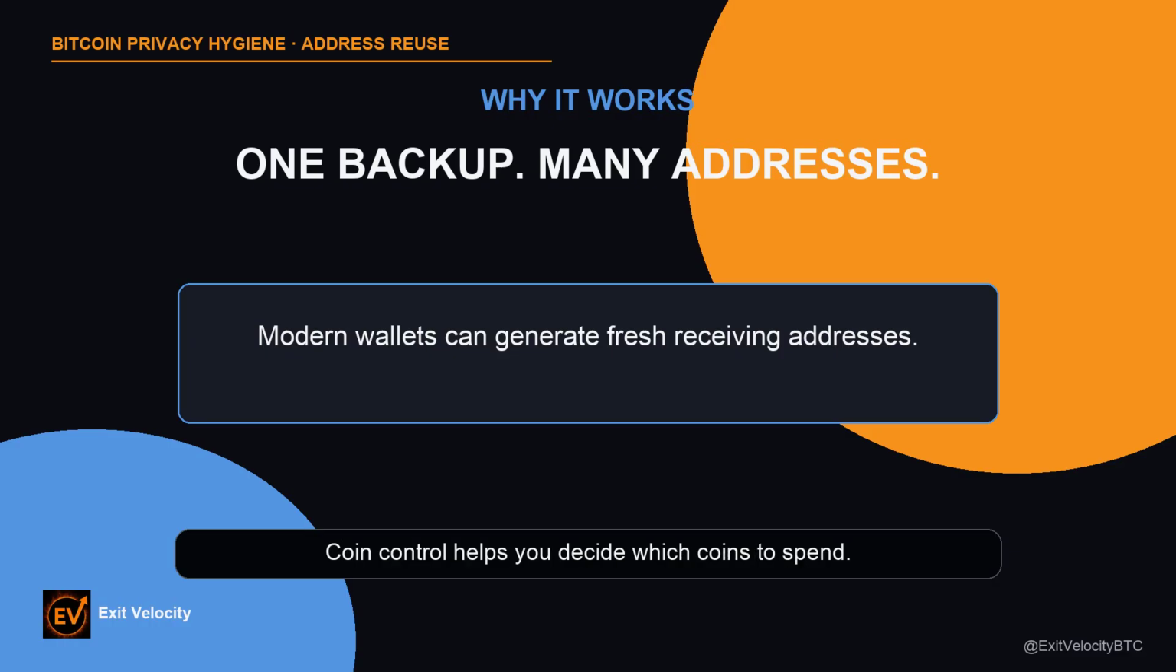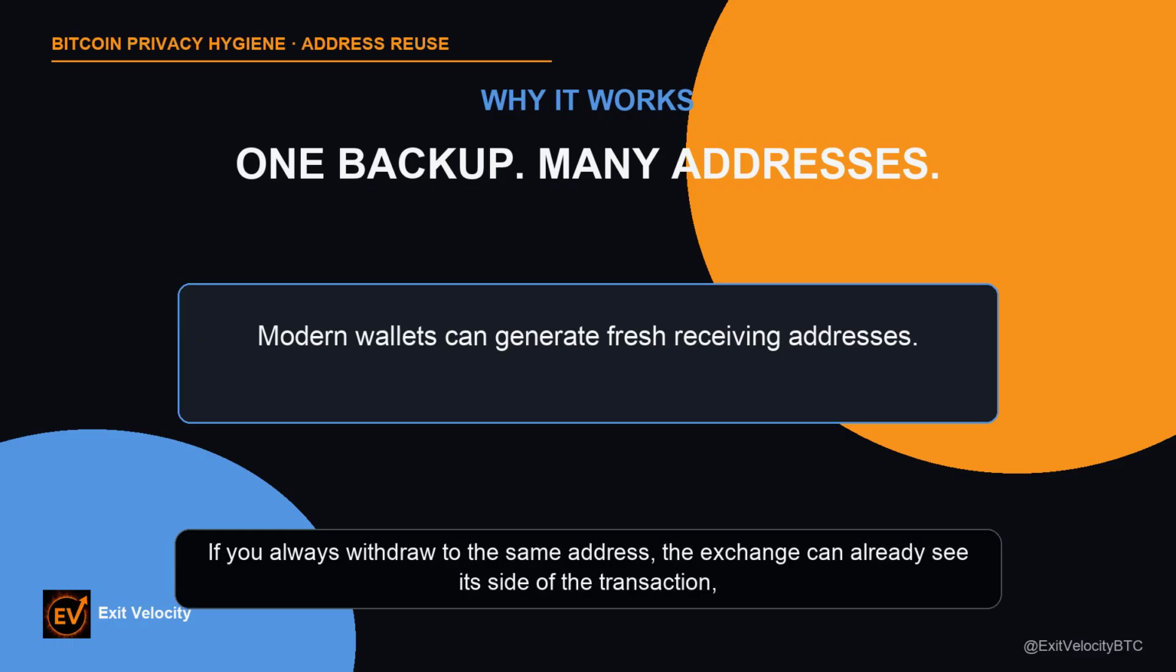Now, this is not perfect invisibility. Fresh addresses do not erase every privacy risk. Common input spending, bad coin control, careless labels, exchange records, timing, amounts, and later consolidation can all leak information. That is why the last few episodes connect.